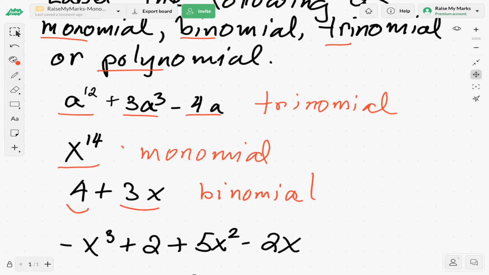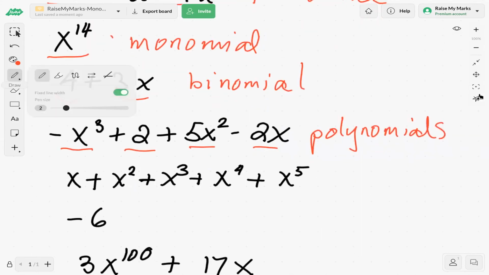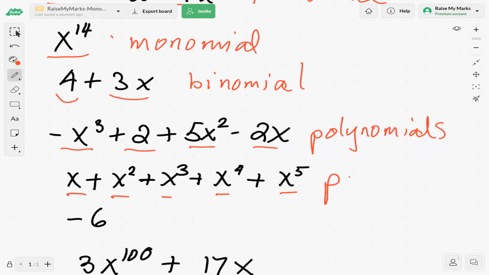All right, let's have a look at the next one. We have negative x cubed plus 2 plus 5x squared minus 2x. How many terms do we have? 1, 2, 3, 4. This is greater than 3, so we're into polynomials. Again, next one, we have x plus x squared plus x cubed plus x to the power 4 plus x to the power 5. 1, 2, 3, 4, 5 terms. Again, a polynomial.